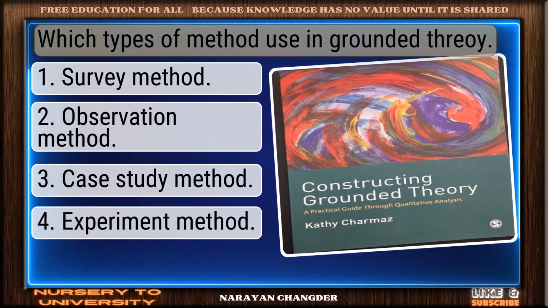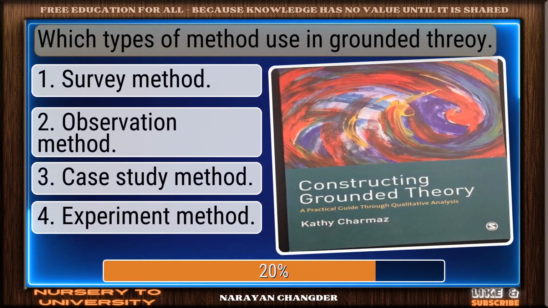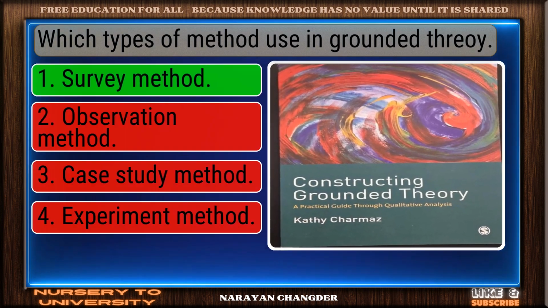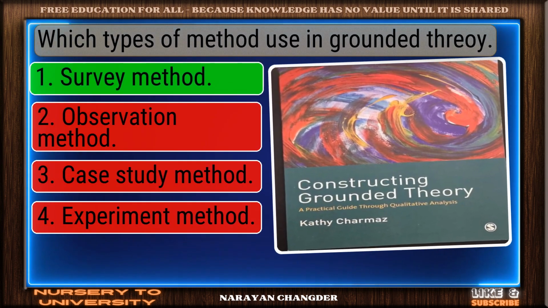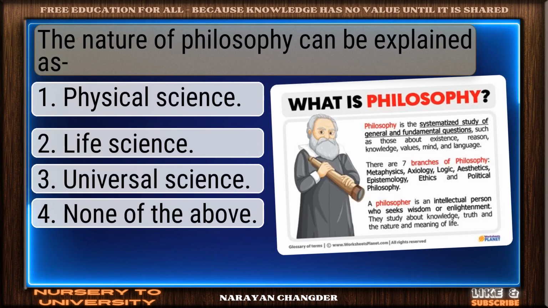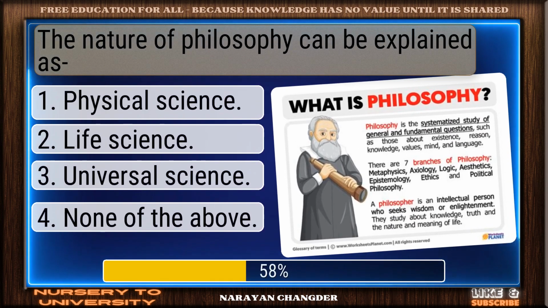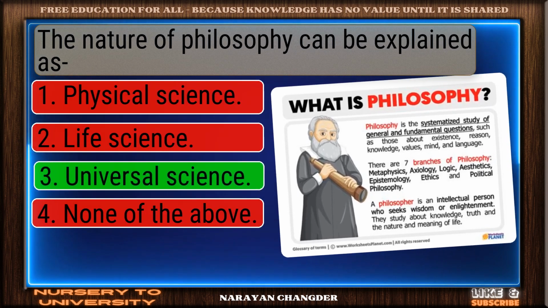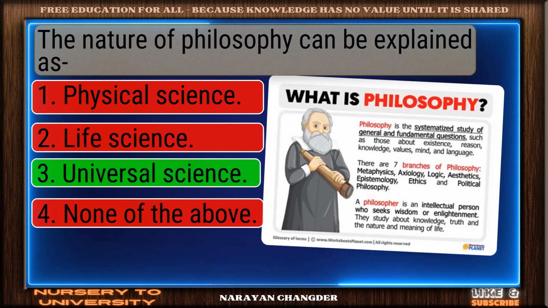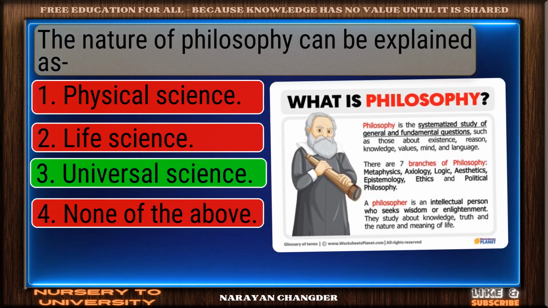Which types of method use in grounded theory? Right choice. Survey method is the best answer. The nature of philosophy can be explained as. You chose universal science, and it is correct.